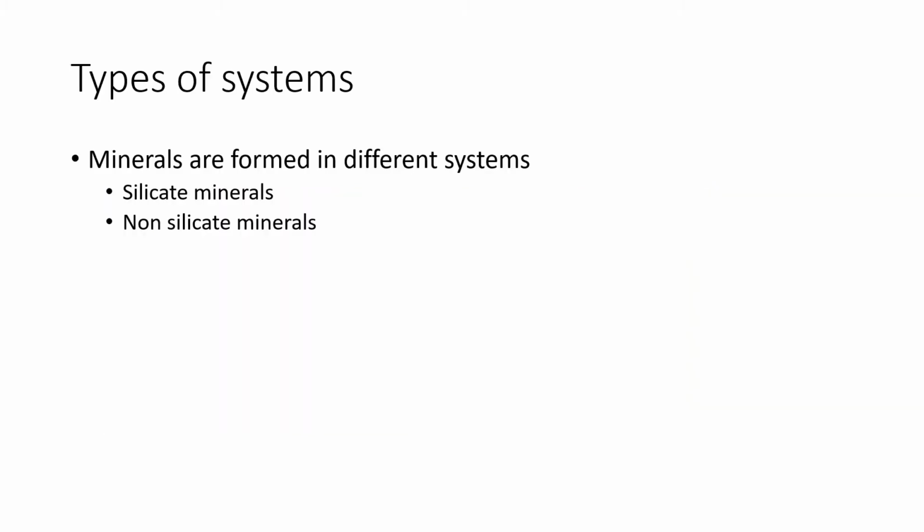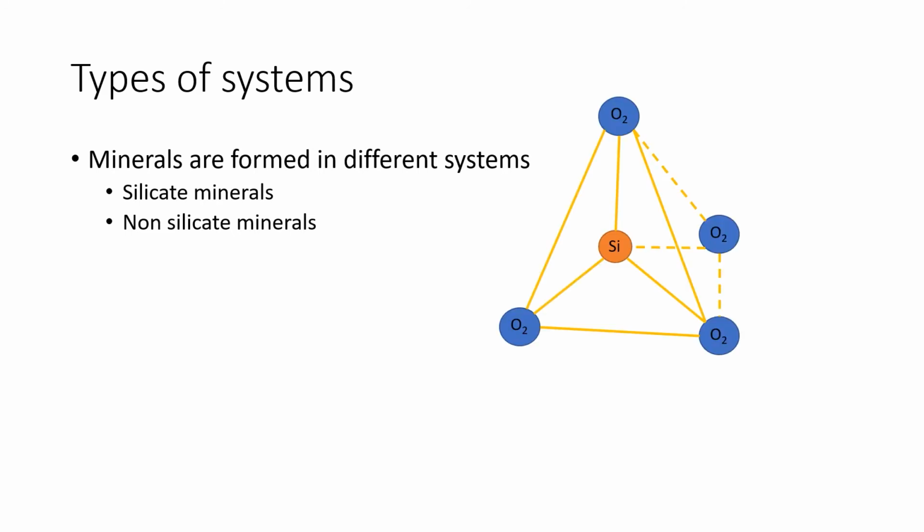So silicate minerals will have silicate in their mineral formula. Okay, so silica is one of the most abundant minerals in the crust along with oxygen. So these two minerals tend to bond, forming a tetrahedron. Non-silicate minerals will have another major element, such as carbon or sulfur, rather than silica in their mineral formula. And this is what a tetrahedron looks like. It's almost like a triangle.